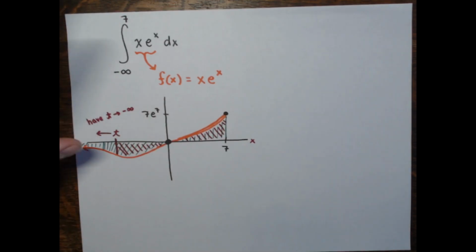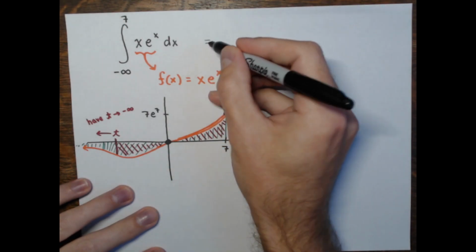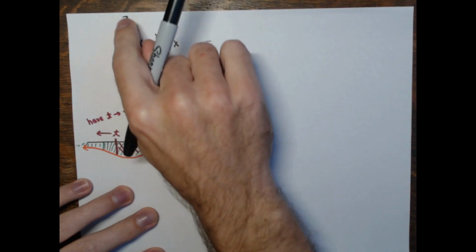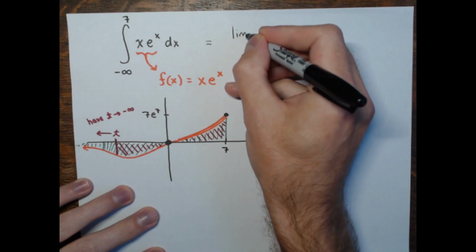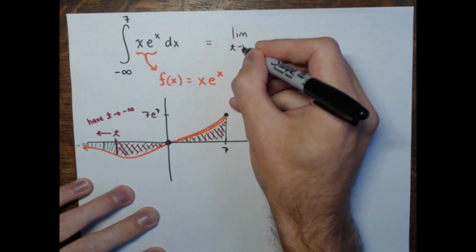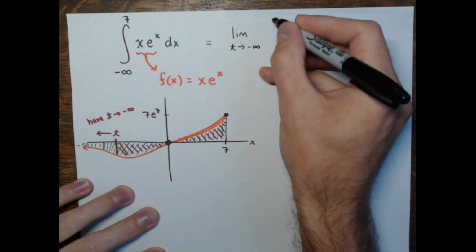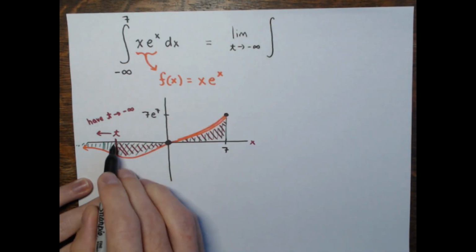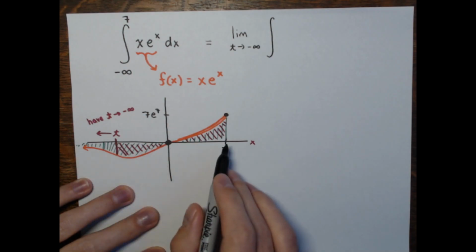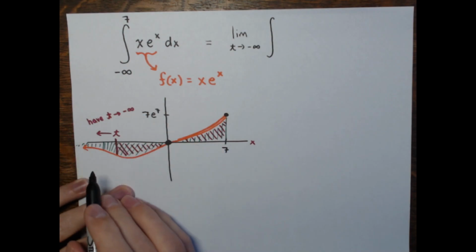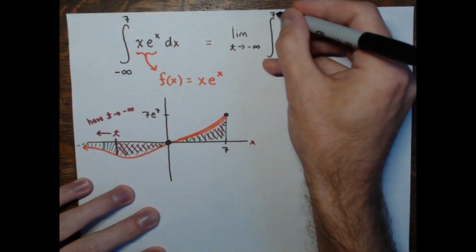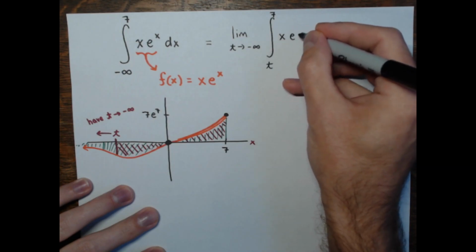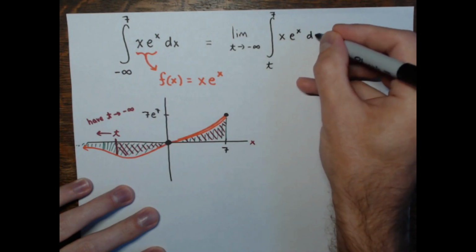Okay, so that's going to turn this integral into a limit. So I'm going to rewrite this now, right? This integral from negative infinity to 7 of x times e to the x is the limit as t approaches negative infinity of the integral from t to 7, right? Again, we're going from t to 7, and then having t go to the left more and more, have t approach negative infinity, of x times e to the x dx here.